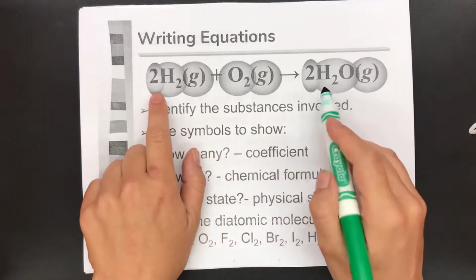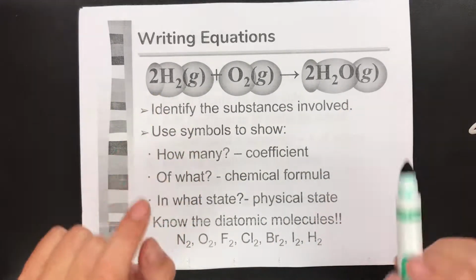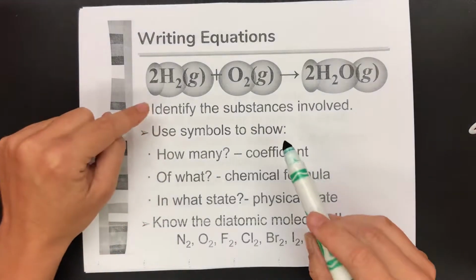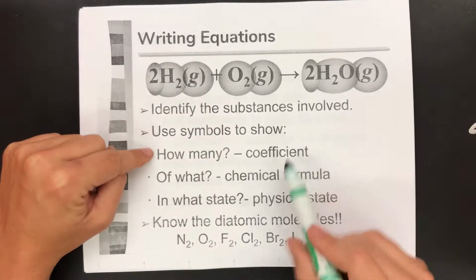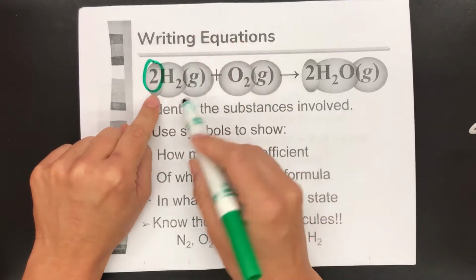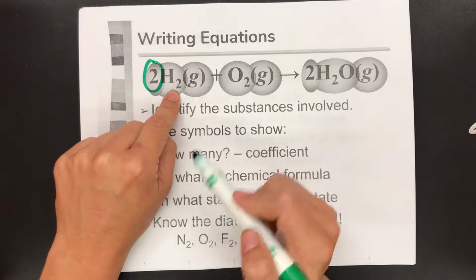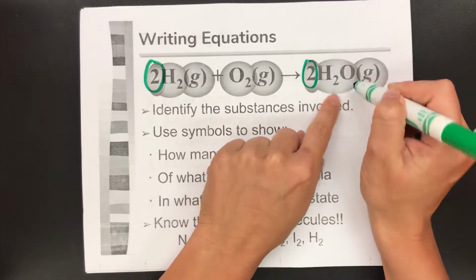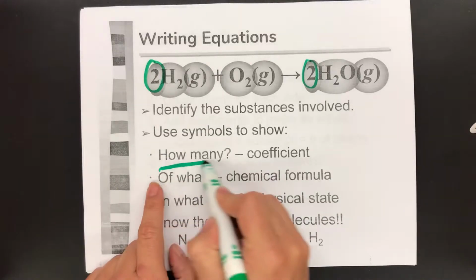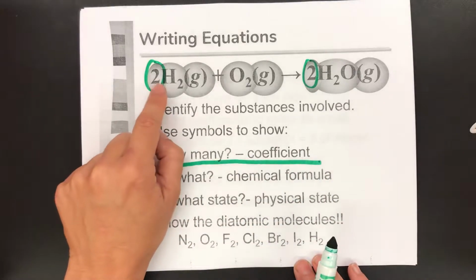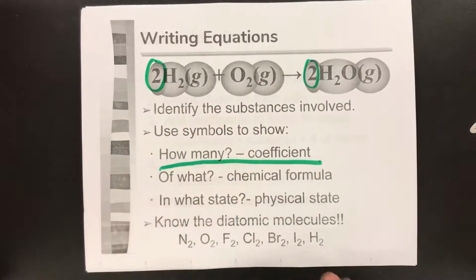Now, if I give you a chemical reaction, you can tell a lot out of it. You can tell these three things here, okay? You can tell how many of each thing. So for example, here, this tells you you have 2 hydrogens. No number here means you have 1 oxygen. Here, you have 2 waters. So it tells you how many by looking at the coefficient. Coefficients are the big numbers out in front. So you have 2, 1, and 2.